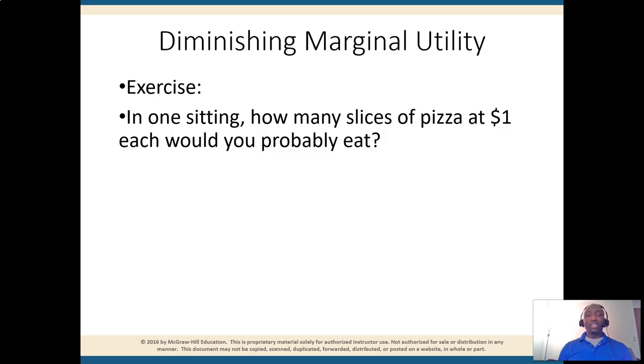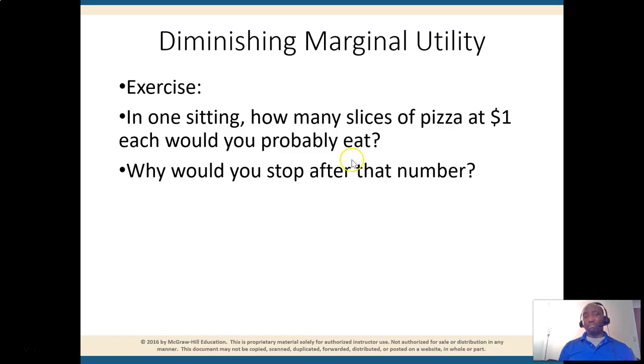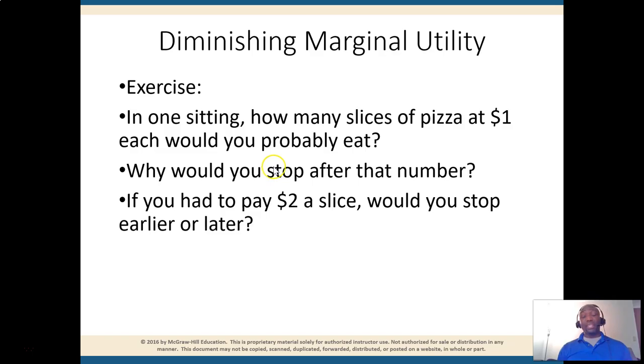So you can do this exercise. In one sitting, how many slices of pizza at $1 each will you probably eat? Will you stop after that number? Now if you have to pay $2, will you stop earlier or later? Because now the cost is higher.